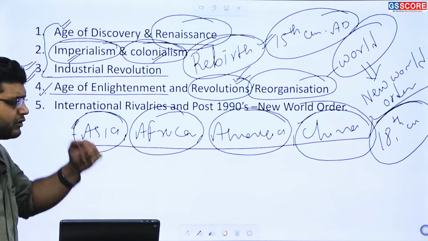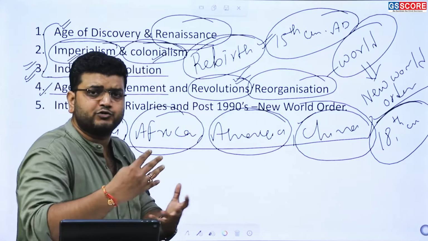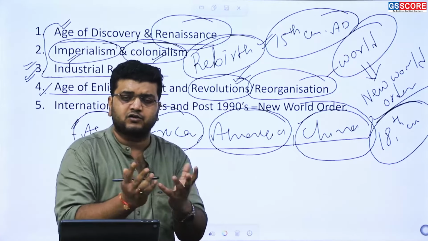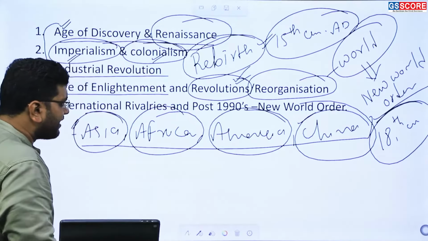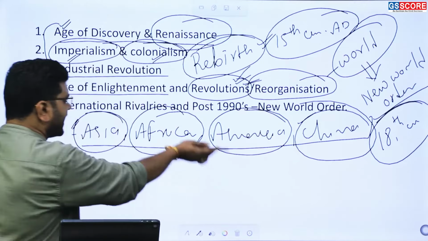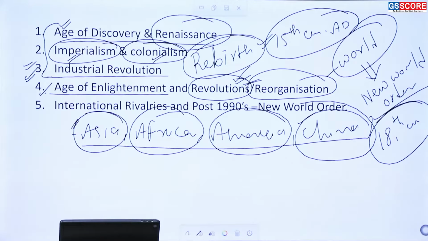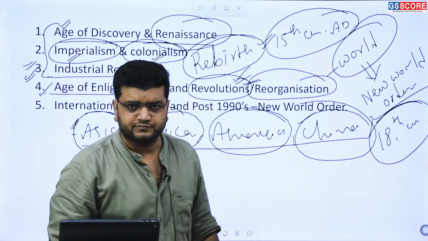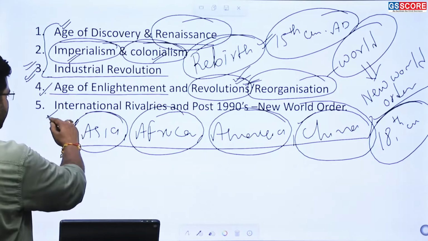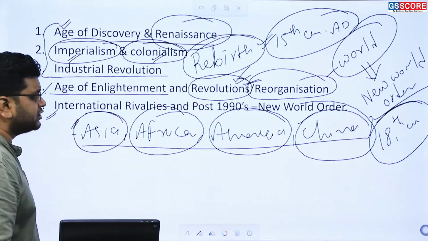Even the industrial revolution had this fundamental change in how goods were produced, and in the aims of the capitalist class, etc. So those revolutions prompted reorganization, and in that context we'll see the American Revolution. Okay, before that, let me explain the international rivalries and the post-1990s new world order.